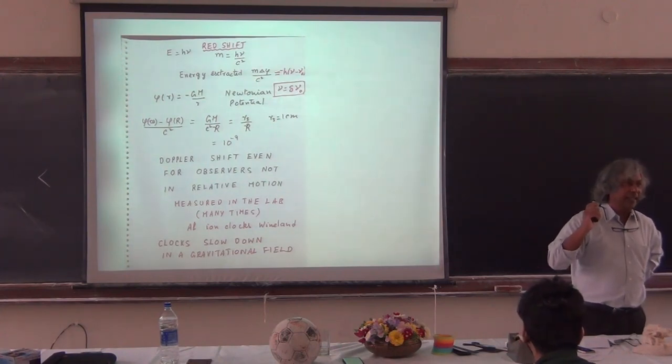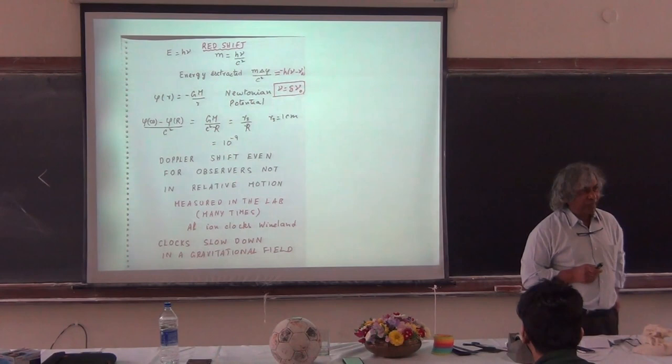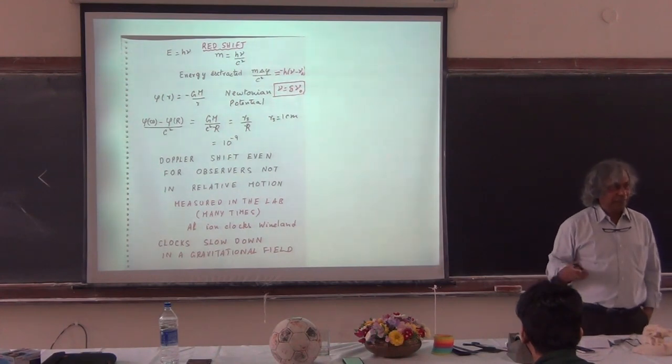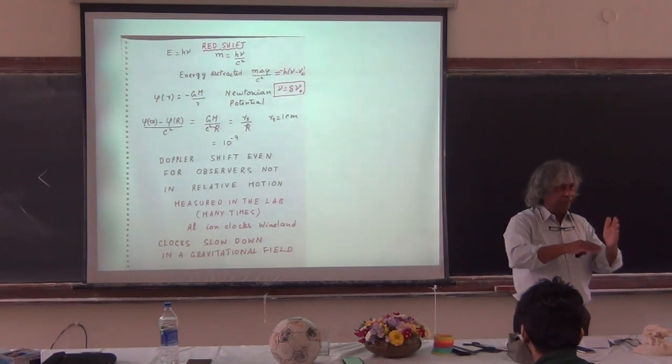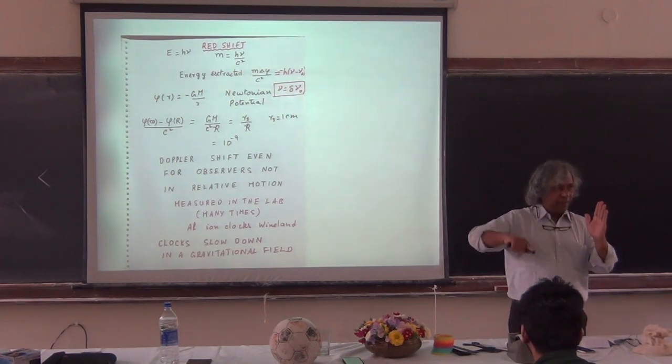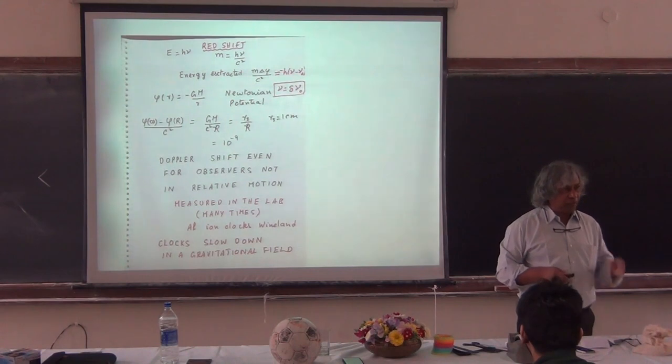So even the clocks that work with light are at different rates. Well, light is a clock in itself. If you have light, it has a periodic structure. Everything which has a periodic structure, time itself is being warped by gravitation.